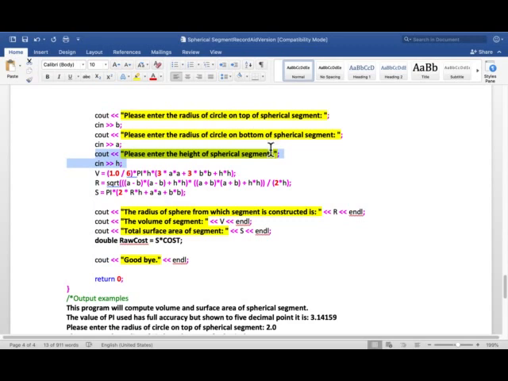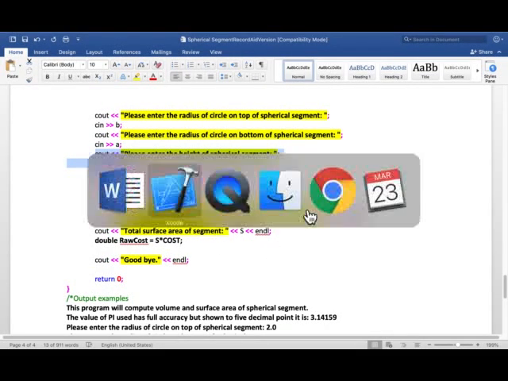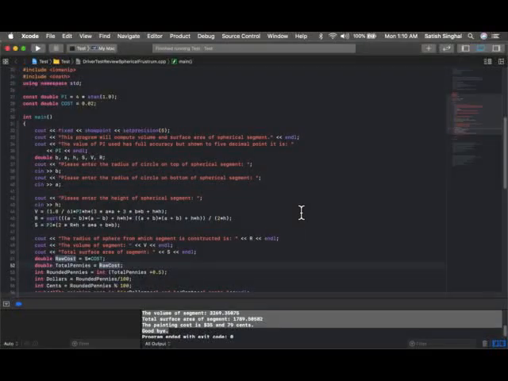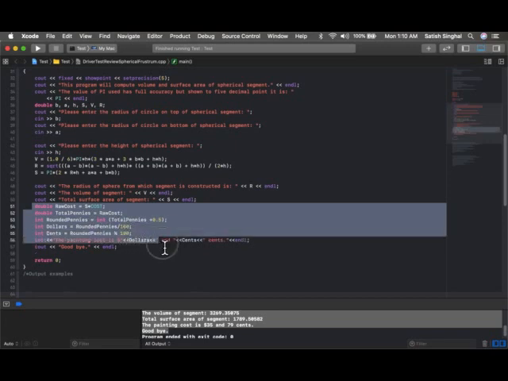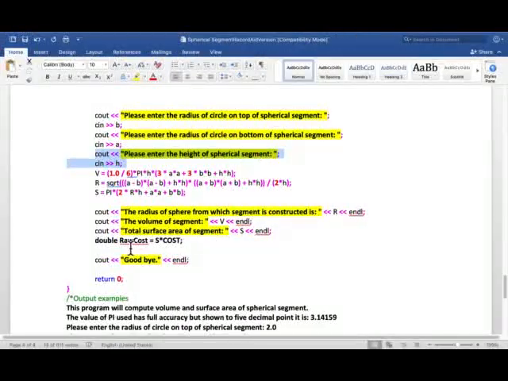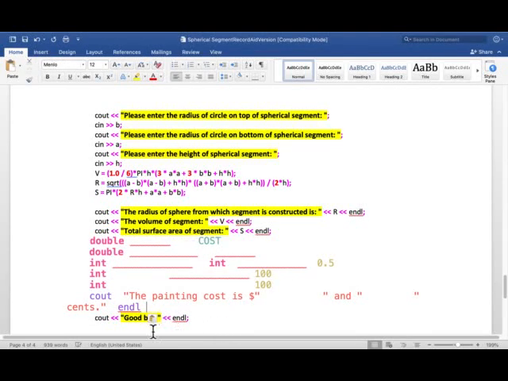I guess I'm not showing the cost computation. I will in a minute. So I print the radius, volume, and surface area. I have the raw cost here. Let me copy and paste for you in this document the dollars and cents computation. That's right here. Okay. Destination format.